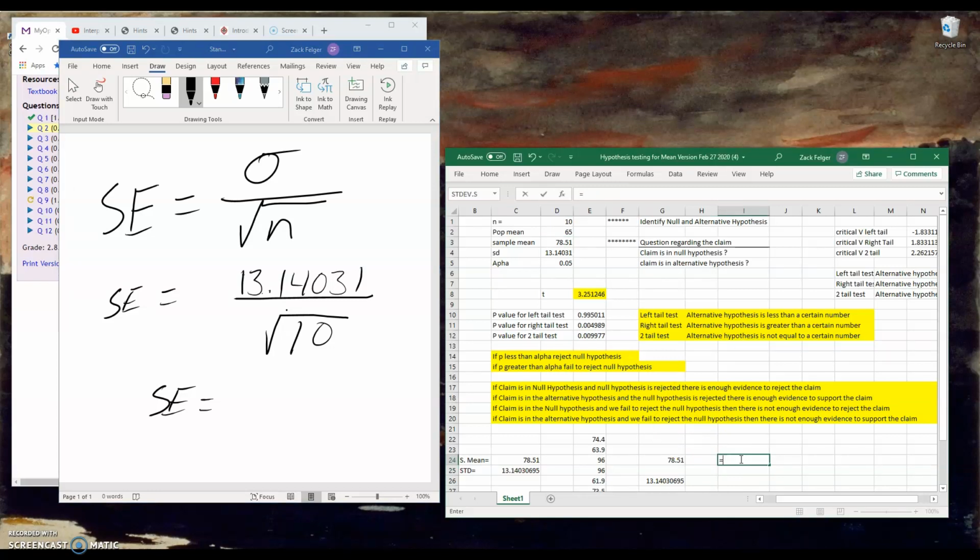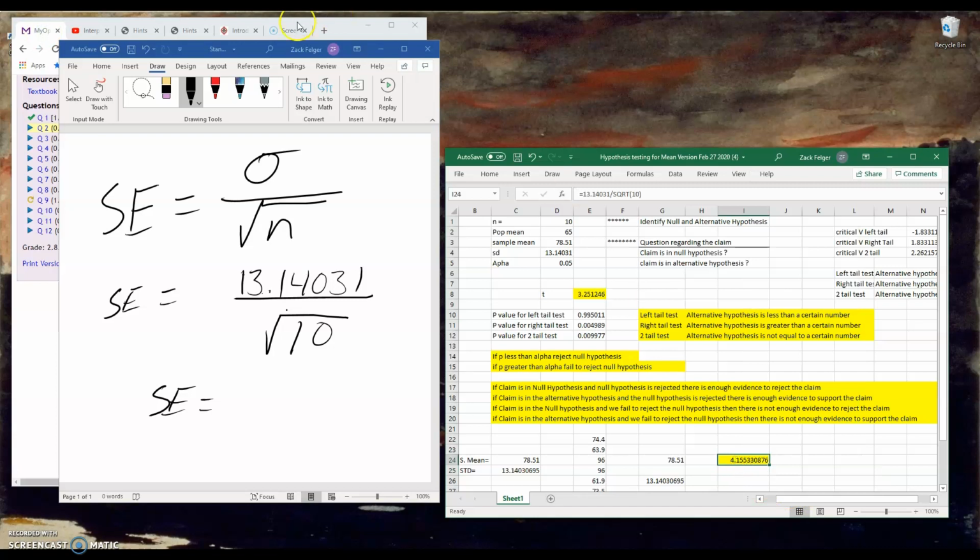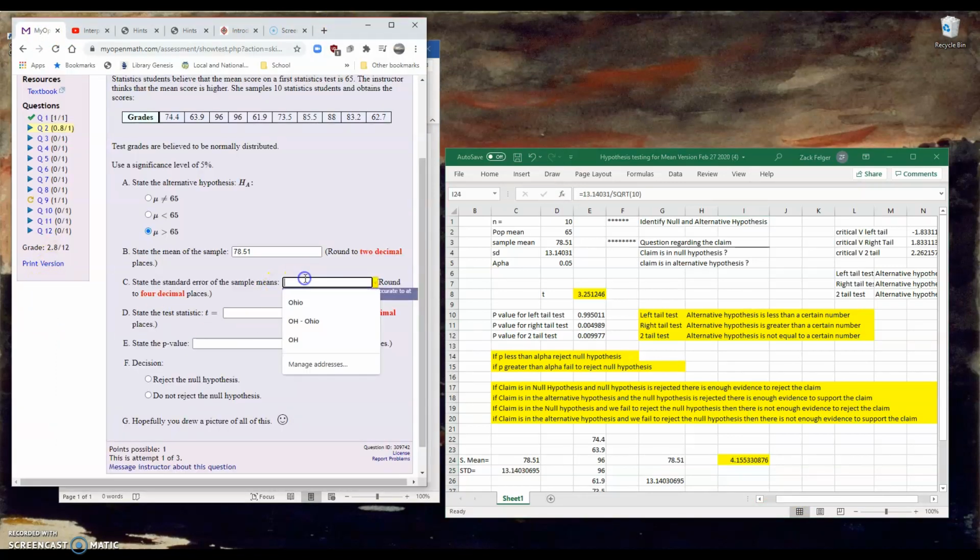If you just hit equals, you type in 13.14031 slash SQRT parentheses, put your 10, close the parentheses, hit enter, and that right there will be the standard error for this question. So that is the standard error for the sample means, 1553. It says around the 4 decimal places.